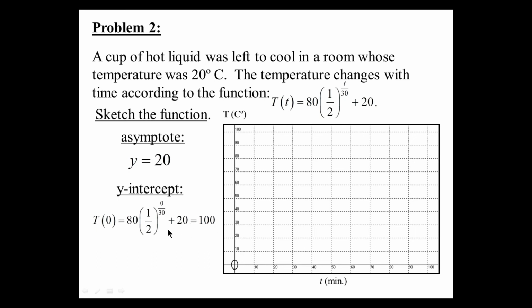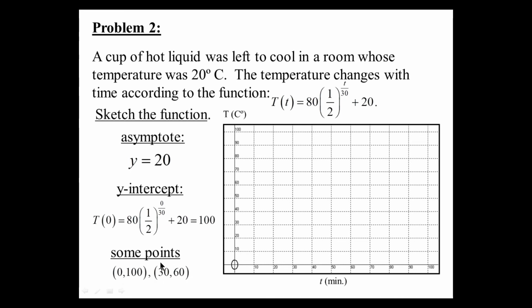Now, I wrote it here, but think for a moment. 0 over 30 is 0. A half to the 0 is 1. 80 times 1 is 80, plus 20 is 100. That's where this comes from. So we know a couple of points on here. We know when we sub in 0, we get 100.